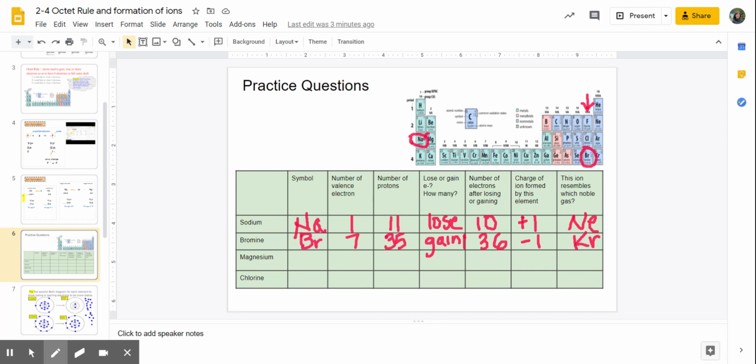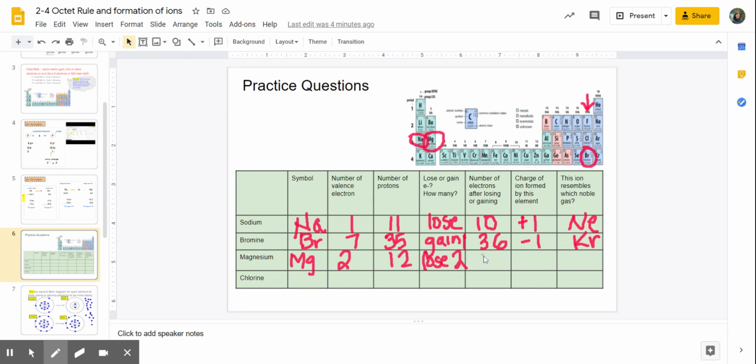Magnesium is right there. Okay, magnesium has the atomic number of 12. It's in group 2, so the symbol is Mg, the number of valence electrons is 2 because it's in group 2, and the number of protons is 12. Will it lose or gain, and how many? It'll lose 2 electrons because there are 2 electrons dangling out in the outer shell.